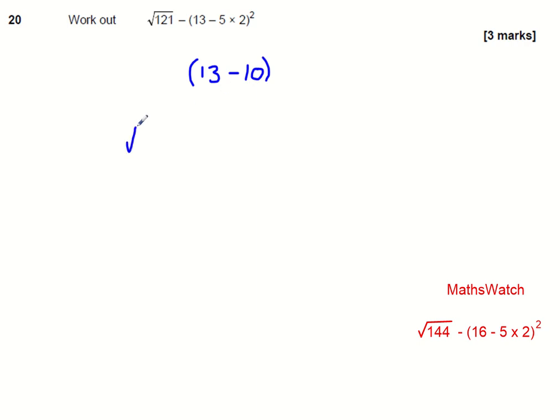So I'm going to rewrite this question. It's going to be the square root of 121 minus 3 squared. Now we can work these out separately. The square root of 121, you need to know that 121 is 11 squared. 3 squared is 9, and so 11 minus 9 is 2. That's the end of this part. We'll carry on with question number 21 in the next part.